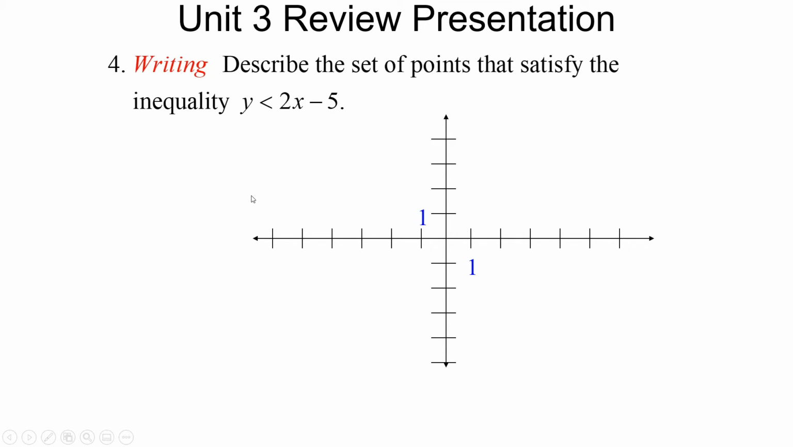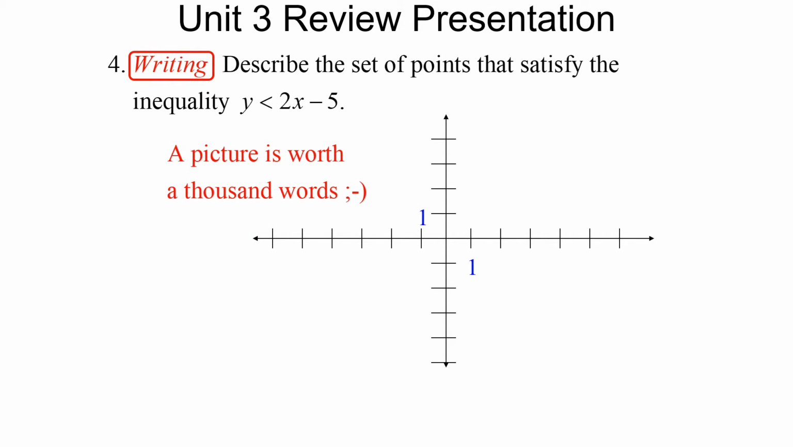Okay, number 4, writing. Describe the set of points that satisfy the inequality y is less than 2x minus 5. Writing. Well, I'll tell you what, I'm going to verbalize what I would write, but honestly, if you have a question like this, a picture is worth 1,000 words. So if you can graph that inequality perfectly in the coordinate plane, I will give you full credit. Now, if you want to write it out, that's fine with me. And let me verbalize that.